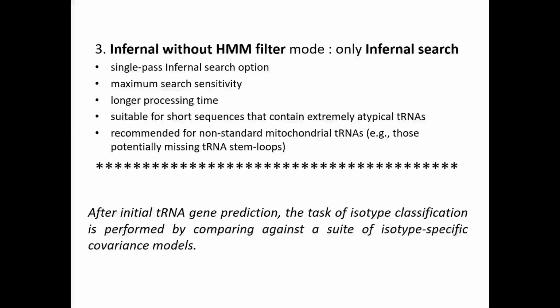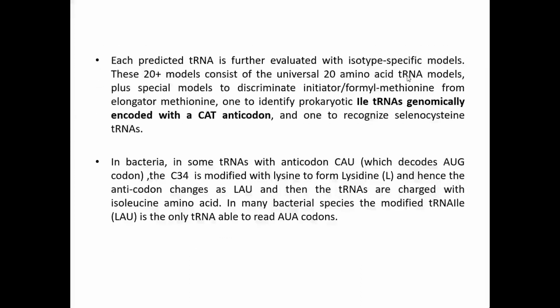So after this initial tRNA gene prediction with any one of the above said 3 methods, the next step is isotype classification of the predicted tRNA, which is done by comparing against a suite of isotype specific covariance models. Regarding these isotype specific models, there are 20 plus models which consist of universal 20 amino acid tRNA models, models to discriminate initiator and elongator methionine, a model to identify prokaryotic isoleucine tRNA which is encoded with CAT anticodon, and one to recognize selenocysteine tRNA.